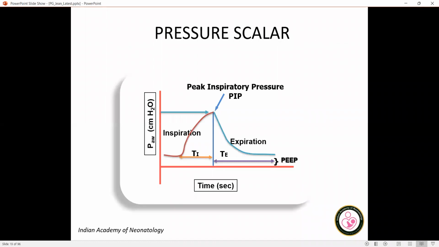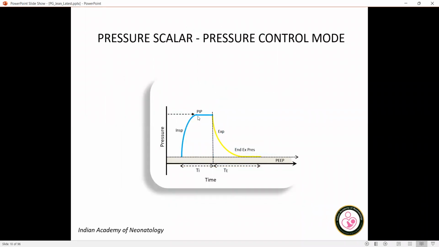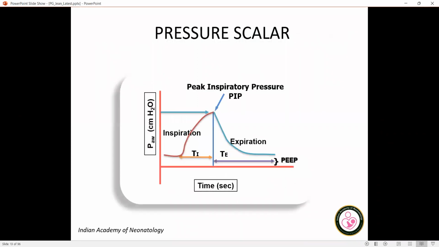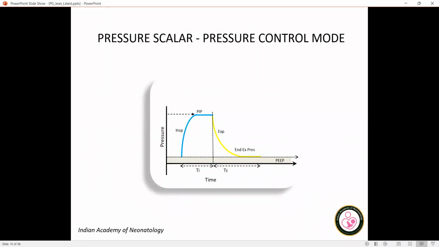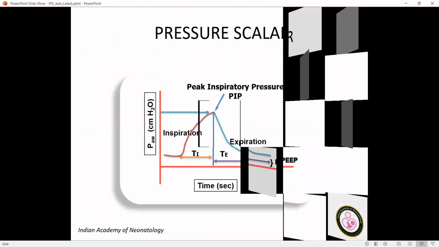And this is the pressure scalar in a volume control mode. Here in the pressure control mode, we can see that after reaching the maximum pressure, the pressure is maintained at a constant level. And in the volume control mode, the flow will be constant. So from the pressure waveform itself, we can understand what type of ventilation is going on: is it pressure control or volume control?